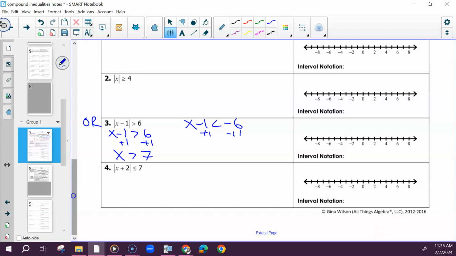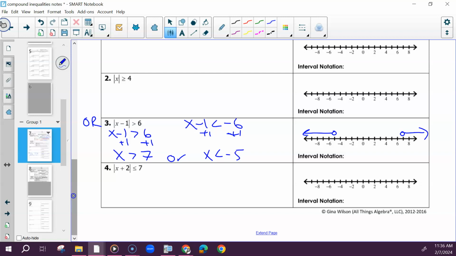x is greater than 7, x is less than negative 5. Because this is or, put or between them. Graph them both. Why is one equal to negative 5 and one 7? Because 1 was negative 6. So you have to change this one to negative. Those should both be open.